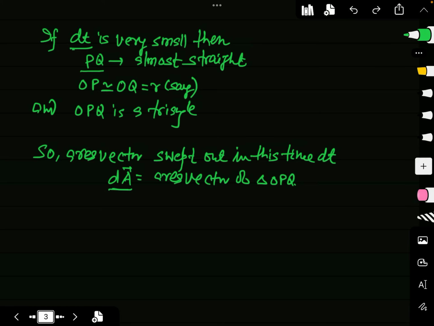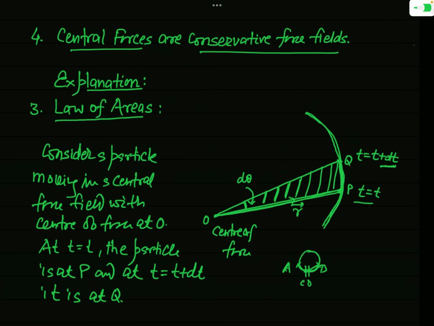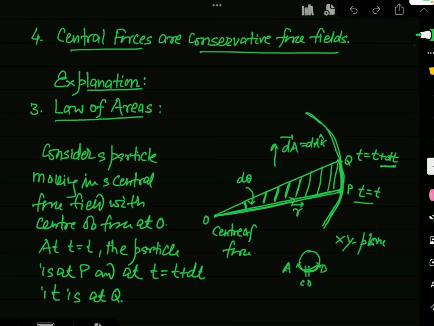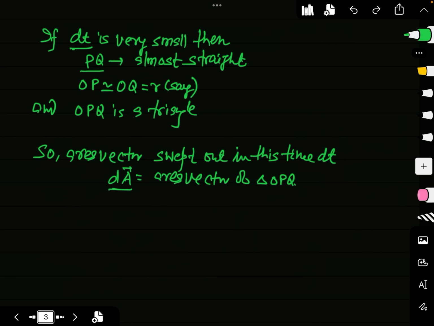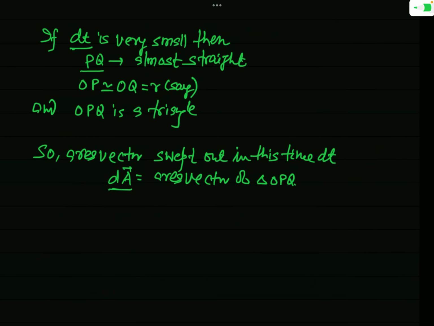If you consider that the motion of this particle is taking place in the xy plane, we consider that the plane in which the particle is moving under this central force is just the xy plane. You know, if this surface lies in the xy plane, then its area vector will be in the z direction. So this dA vector will be equal to dA k hat, where k hat is a unit vector normal to this plane, that is along the z-axis. You know, area vector is always perpendicular to the plane surface. Okay.